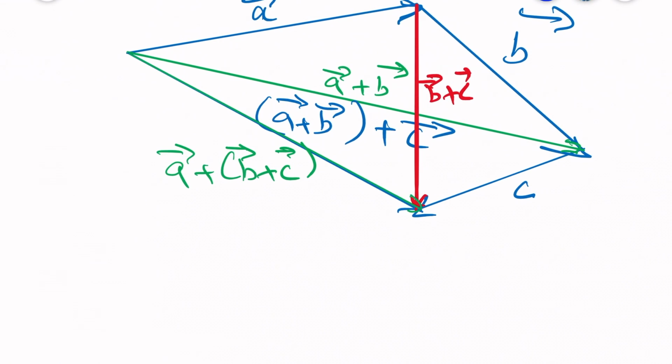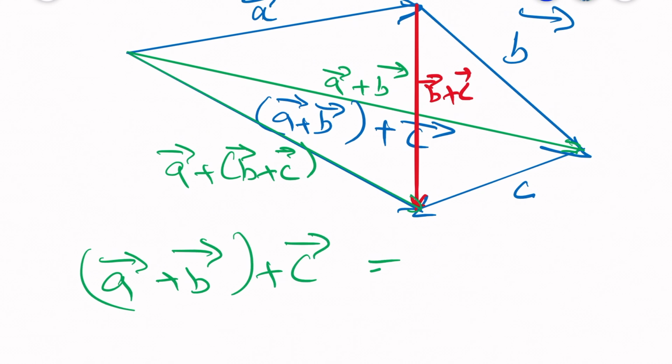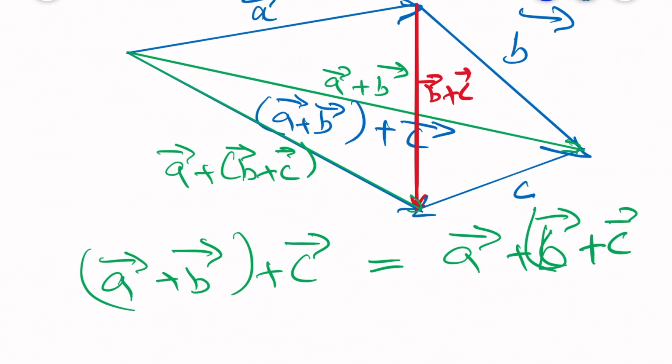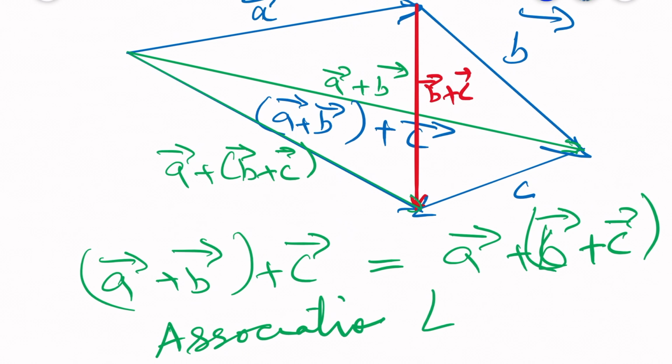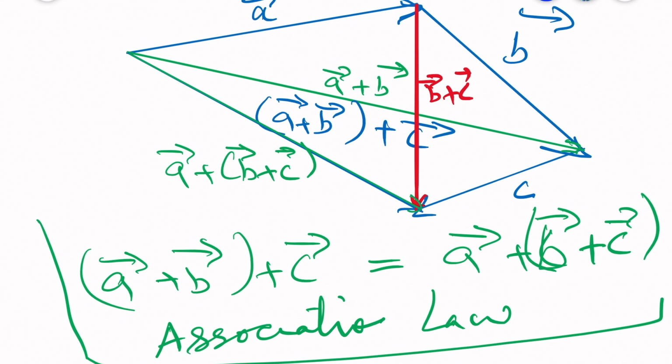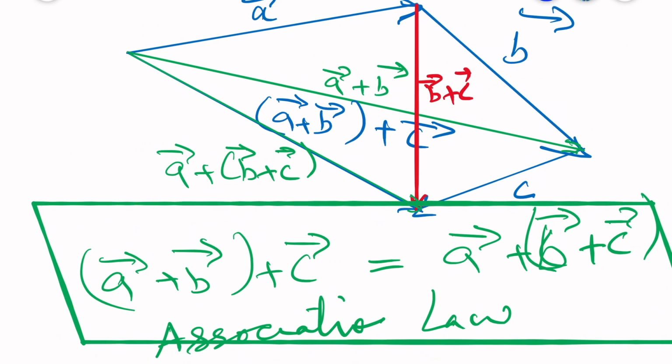So what have we proved? We have proved that A plus B, plus C, is equal to A plus B plus C, grouped the other way, that is A plus the quantity B plus C. Again, you would remember from arithmetic and algebra, this is the associative law. So this is the second law of vector addition.